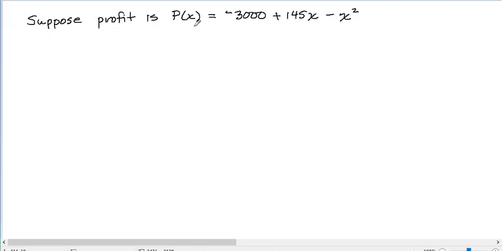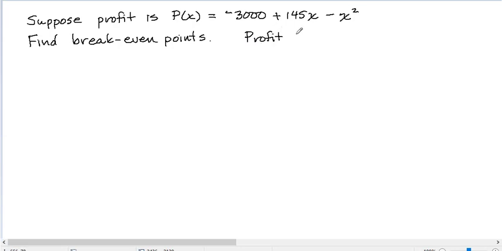Next, suppose that we're given a profit function, and we're asked to find the break-even points. Because we're dealing with a quadratic function, we could have 2 viable break-even points. And because we are given a profit function, I will use the logic that says break-even happens when profit equals 0. So I take my profit function and set it equal to 0 and solve.